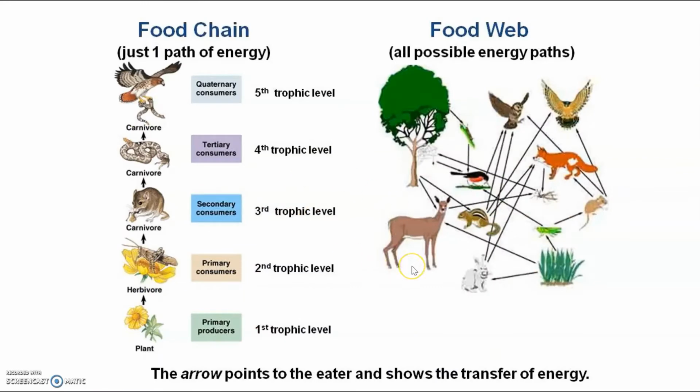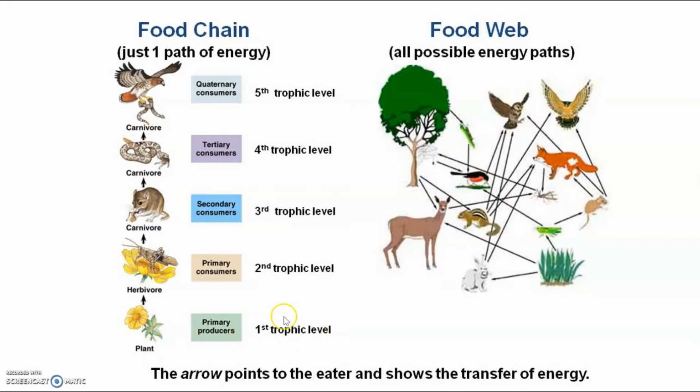So, when we look at an ecosystem, there are two different models that we can use to show the transfer of energy in those ecosystems, right? The first type of model is called a food chain. And in this type of model, there's just one path of energy, right? So energy in the form of chemical bonds in the plant can be transferred to the herbivores, to the carnivores, and so forth up the food chain, right?